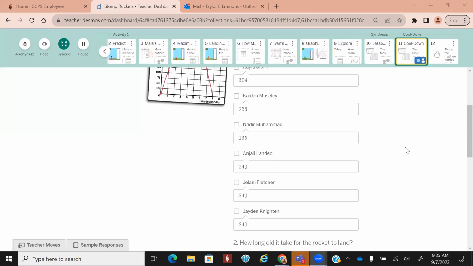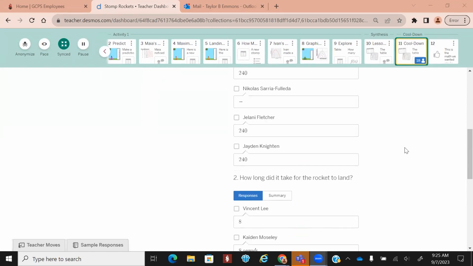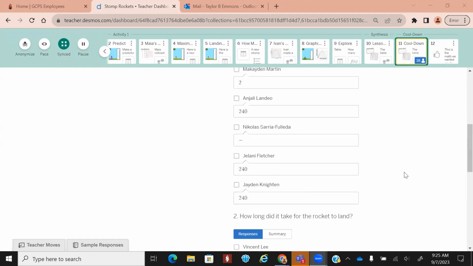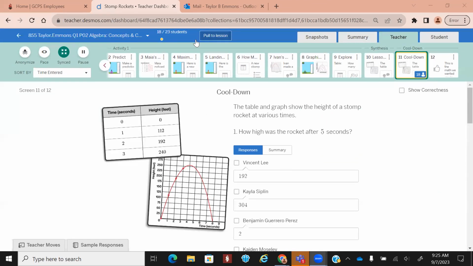Okay, some of y'all be putting crazy numbers. Some of y'all said 240, and then the majority of y'all said 8 seconds. Good. Okay, so really quick, let's talk through that. For the 8 seconds part, so how long was it in the air? You would just look at this graph, and you would look at the distance over here, right?